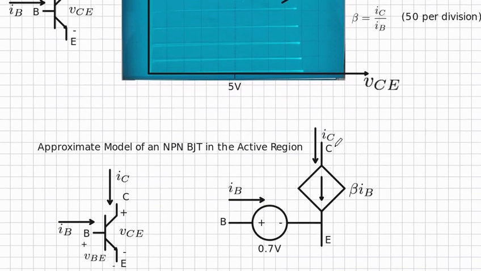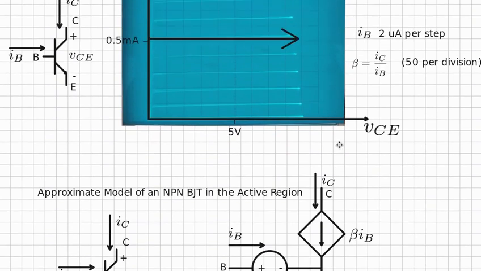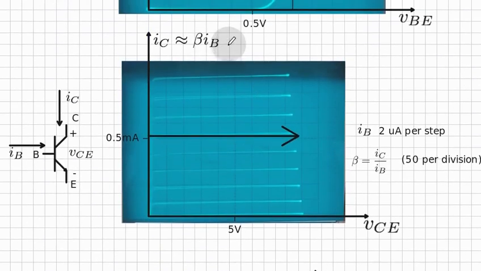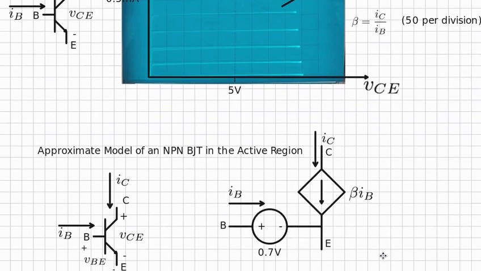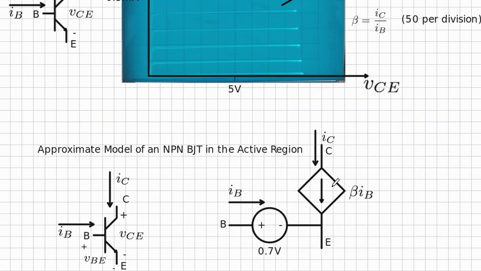On the output side, we notice that the collector current, IC, could be written as a value beta times IB. And that is a current source with value beta times IB, which is a current-dependent current source, as we've written right here, with value beta IB. Putting these two together yields the simple model that most people use to understand how a BJT transistor circuit in the active region works.